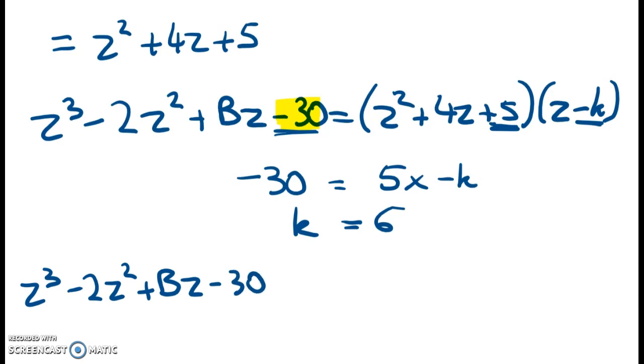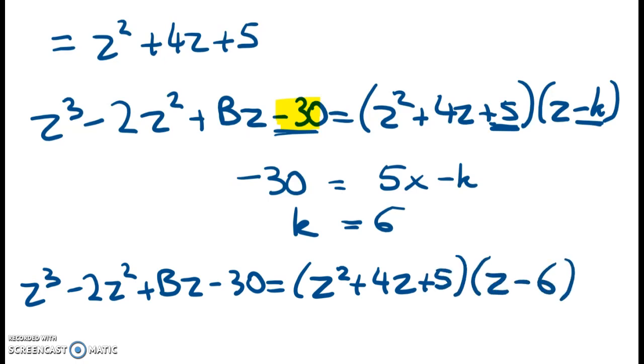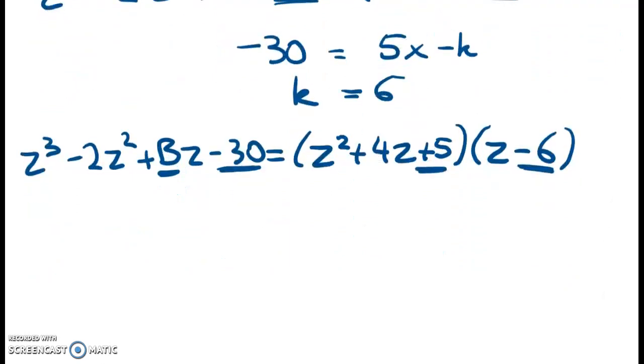Right, so we can now write out that cubic as follows. So we've got the quadratic bit times our linear bit. And just check again, when we go plus 5 times -6, we match with that -30. So we know that we've got our three solutions now. The last thing we've got to do is to find the value of B. And we do that by expanding out this side.